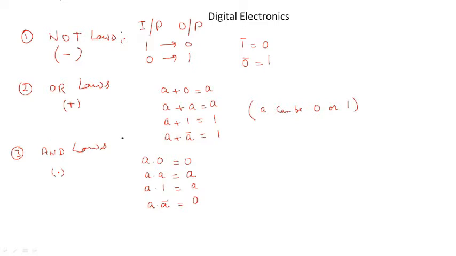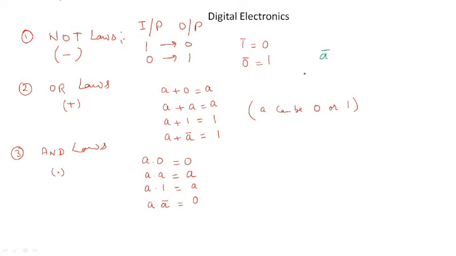NOT law: if the input under a NOT operation is 1, then after the NOT operation the output will be 0. If the input is 0 under the NOT operation, then the output will be 1. The NOT function is basically represented by a bar on a symbol. It is written like A bar. Here A is the input signal and the bar represents the NOT function.